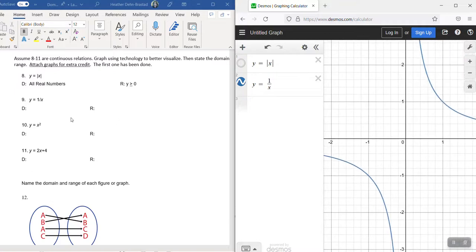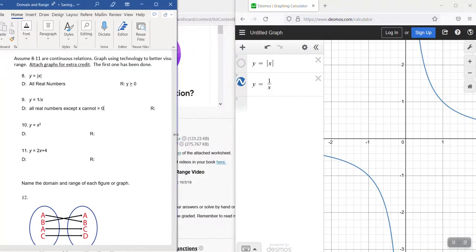It's called an asymptote. So for my domain, I would write all real numbers except X cannot equal 0. And there's other ways of writing that. You could do a dashed line through the, so not equal to.